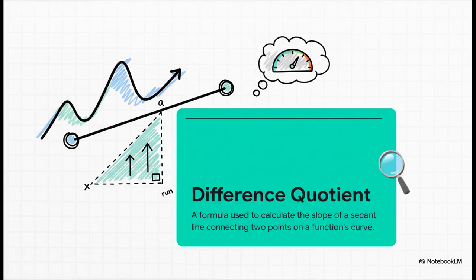Now, don't worry about the name or even the formula itself just yet. All you need to know is that its entire job is to calculate the slope, the rise over the run of that secant line connecting our 2 points. It's our workhorse for getting that first good guess.